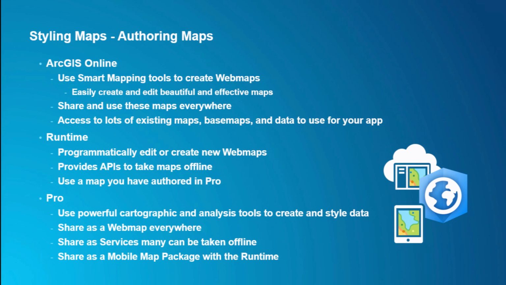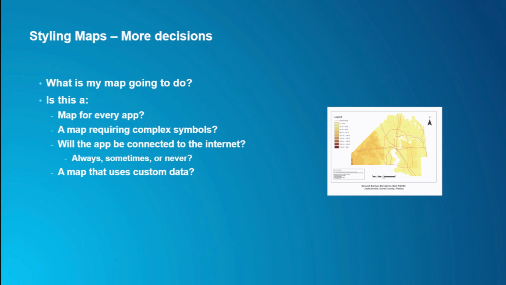Pro, obviously, is your primary authoring environment, and you've got tons of tools. You can create amazing stuff. You could share directly from Pro maps as web maps. You can create services, and certain services you can take offline, and then you can ultimately create a mobile map package that you can share directly with the Runtime.